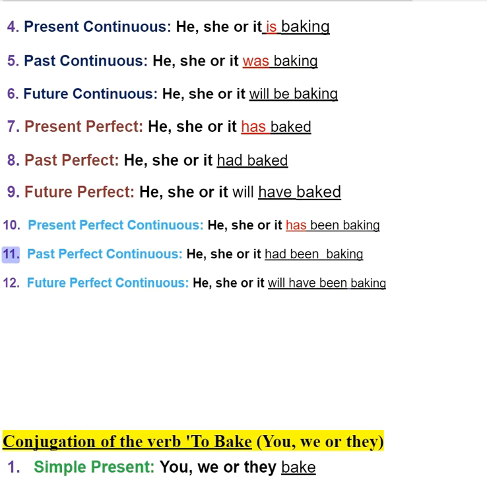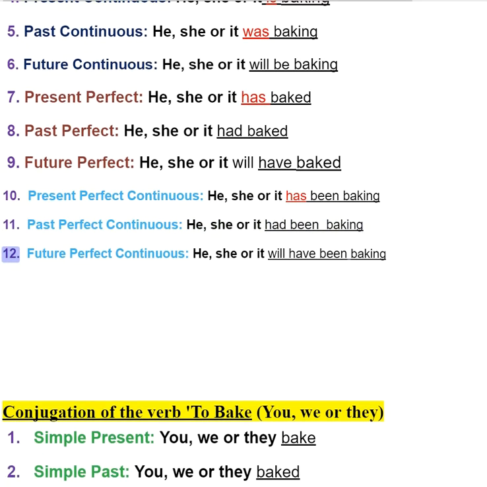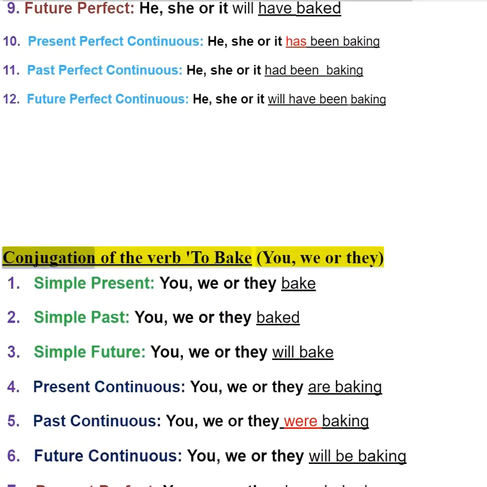11. Past perfect continuous, he, she, or it had been baking. 12. Future perfect continuous, he, she, or it will have been baking. Conjugation of the verb to bake, you, we, or they.